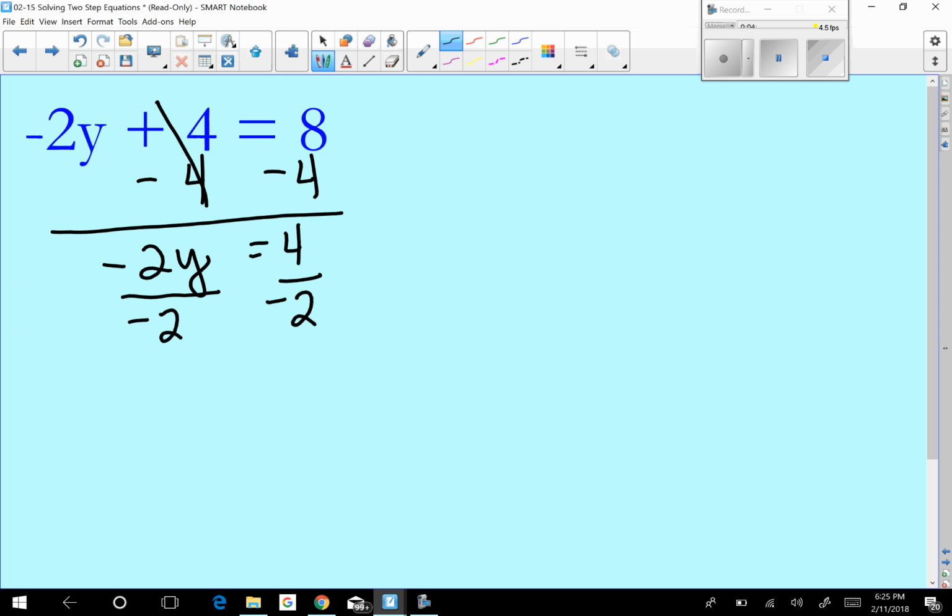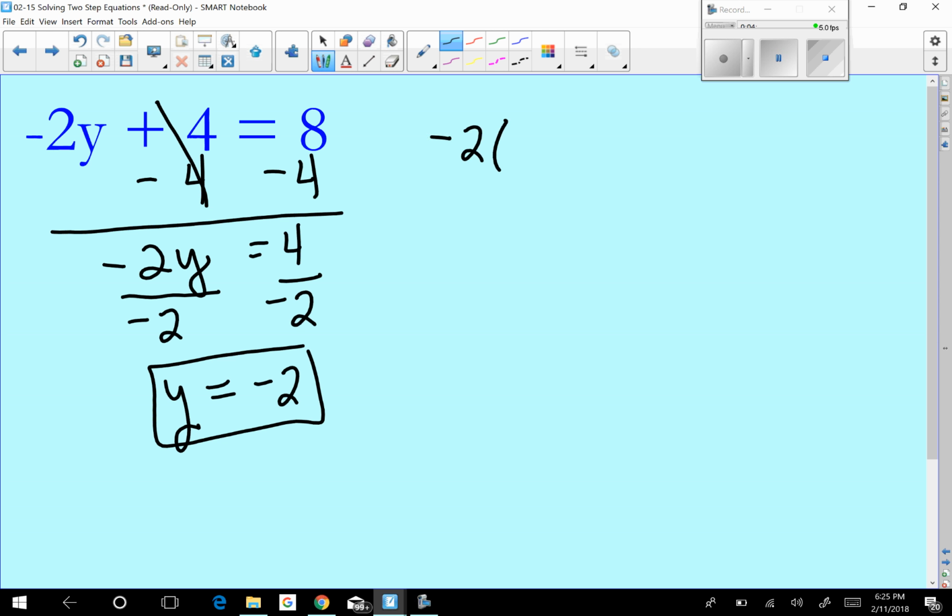So negative 2y divided by negative 2 is just going to be positive y. And 4 divided by negative 2 is going to be negative 2. And so we'll go back and plug that in. Negative 2. And then in place of y, we're going to put negative 2. And then plus 4. And we should get that it's 8. So negative 2 times a negative 2 is going to give us a positive 4. And then plus 4. 4 plus 4 is 8. 8 is equal to 8.